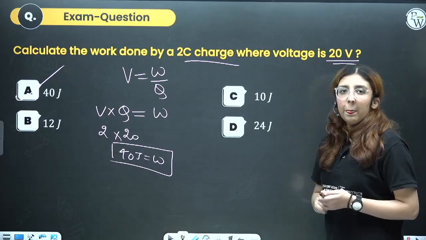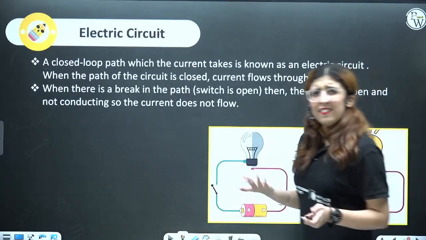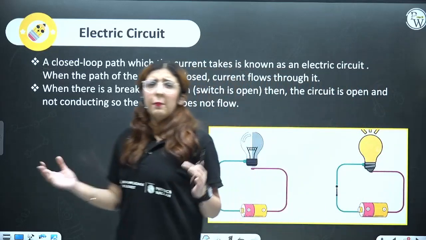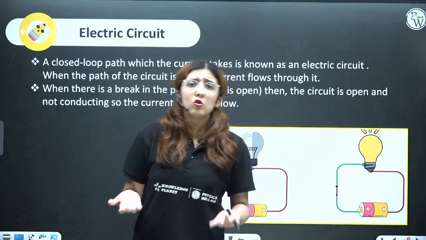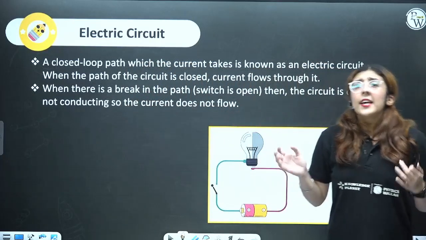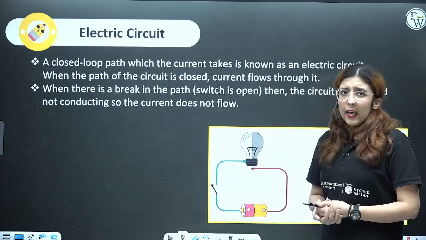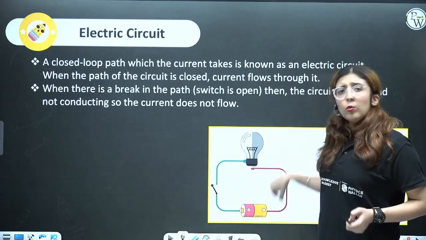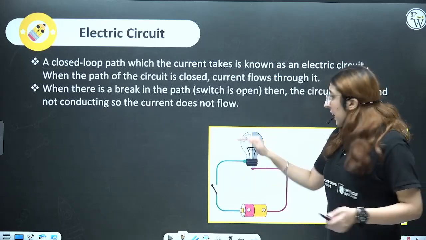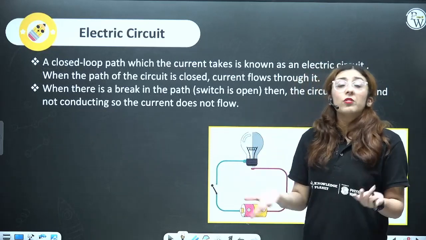Very simple. Moving ahead. Let's talk about electric circuit. An electric circuit is nothing but a closed path in which your current is flowing. So when I am talking about an electric circuit, everyone, there are some components aligned all together, and through this path electric current should flow. If electric current is flowing, I will say okay, a complete circuit, closed circuit.